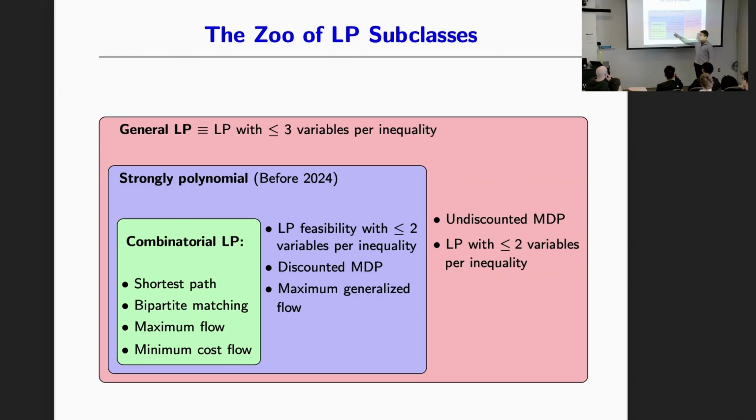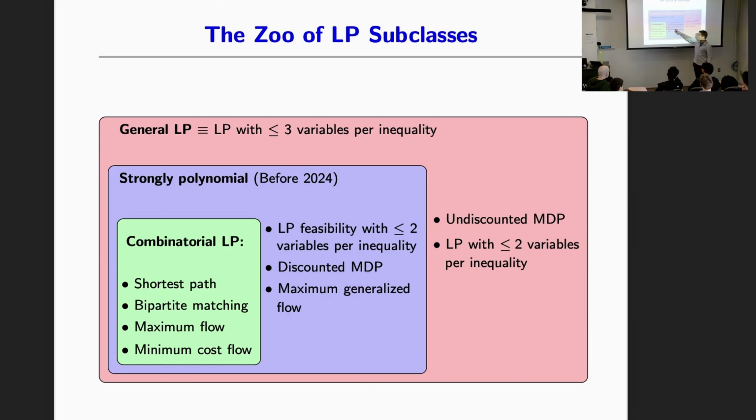The maximum generalized flow problem is essentially the dual of this problem. So you take the dual of such an LP, you get an LP with at most 2 non-zeros per column. And the maximum generalized flow is essentially the feasibility problem for such LPs.